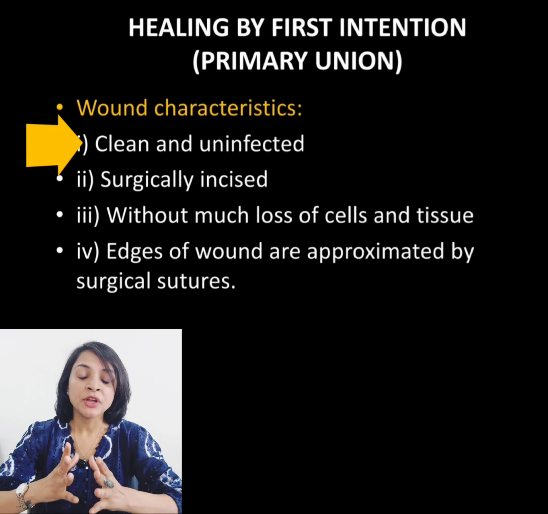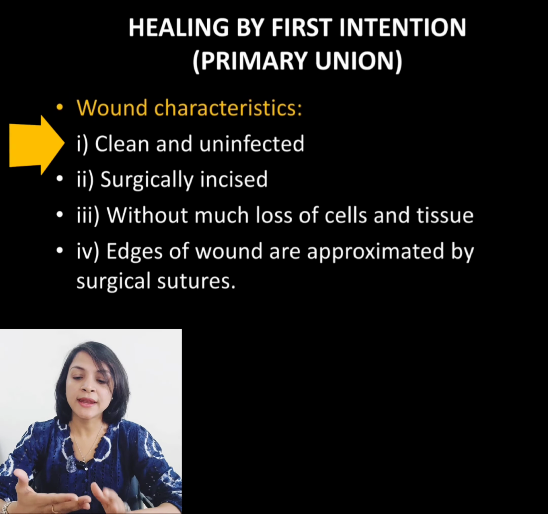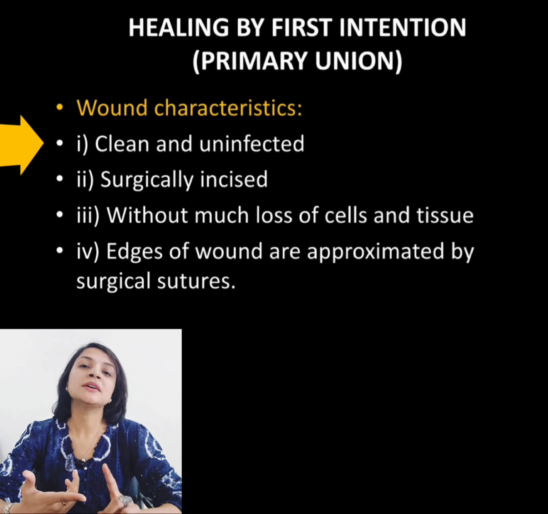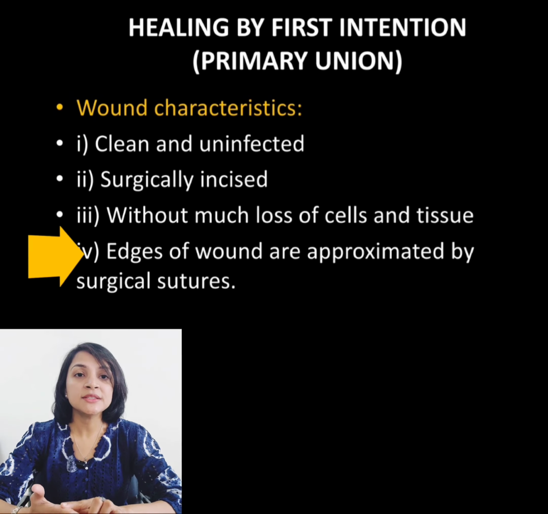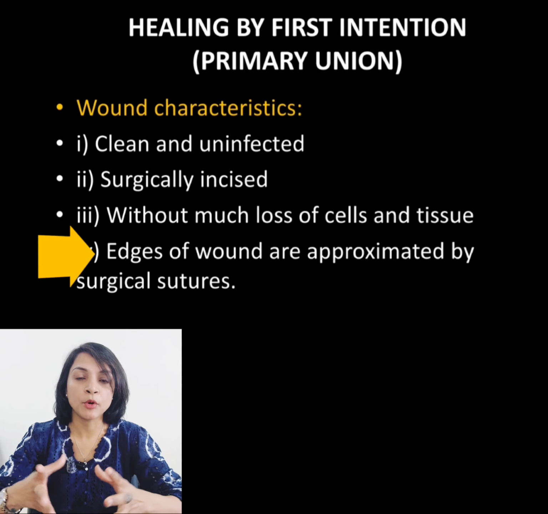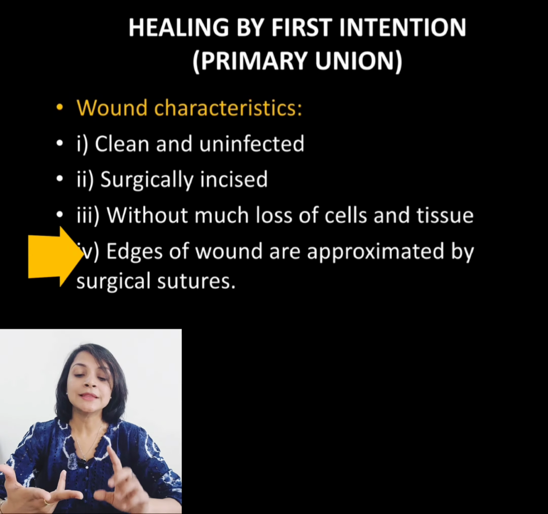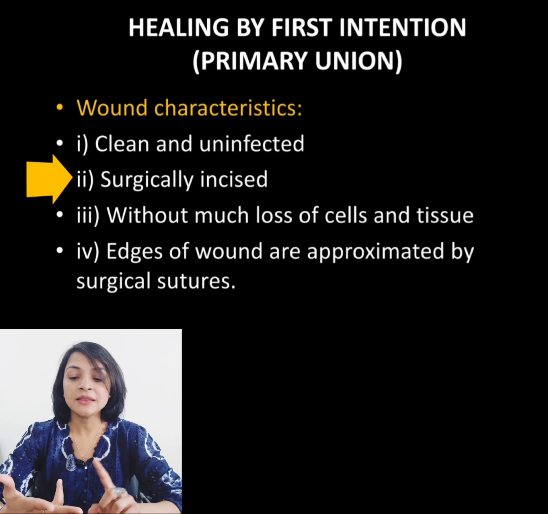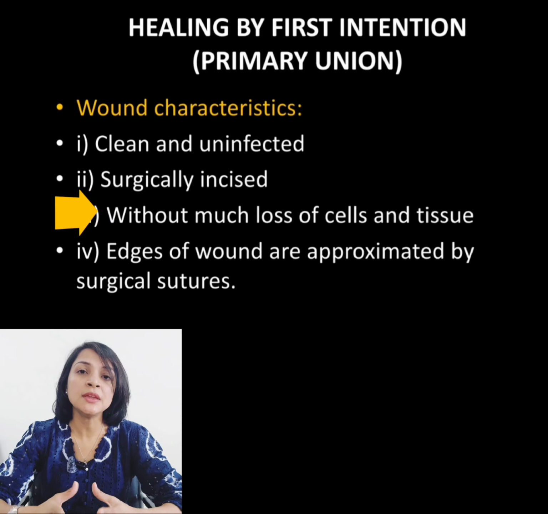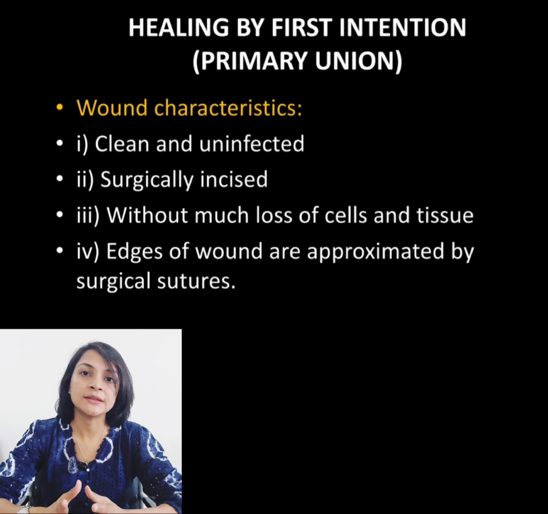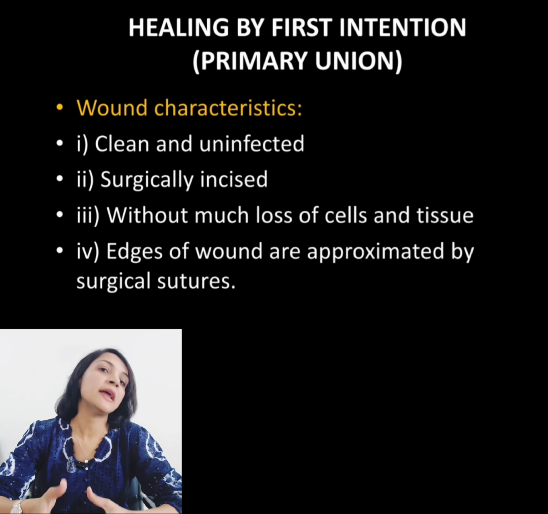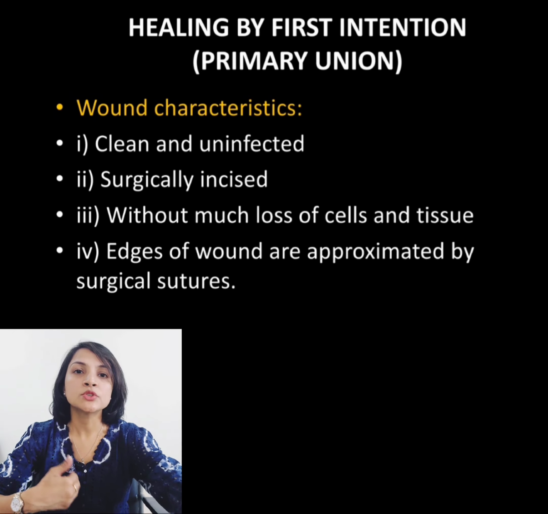In primary union wound healing, the wound characteristics are that the wound will be clean and uninfected, the margins of the wound will be approximated with each other, it is a surgically incised wound, and there is no loss of much tissue in the wound area. So wounds having these characteristics will heal by primary union.